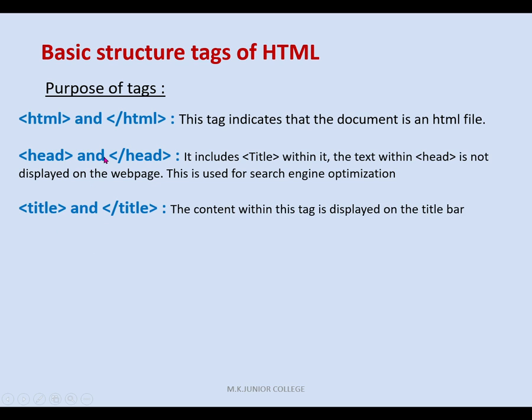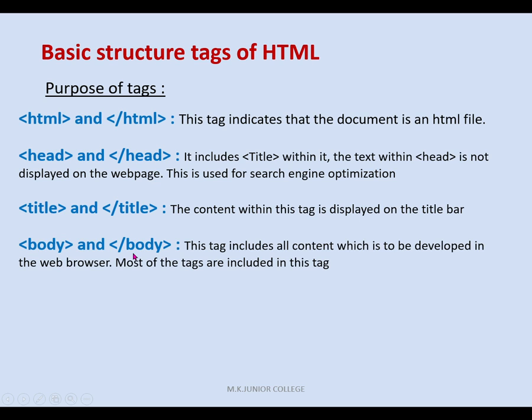Now under the head tag you have to use a title tag, which is again a basic tag from your basic structure. The content within this tag is displayed on the title bar. अब ये title bar कहाँ होता है? We'll see while doing practicals, जब I will show you the demo of the program. So whatever suitable title you add, that title shows on the title bar. Okay, next, the body tag. So there are 4 basic tags.